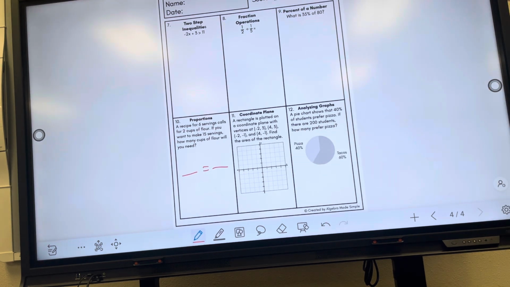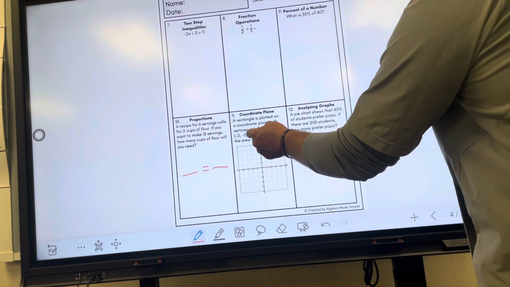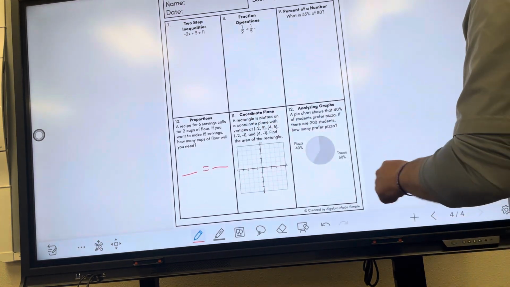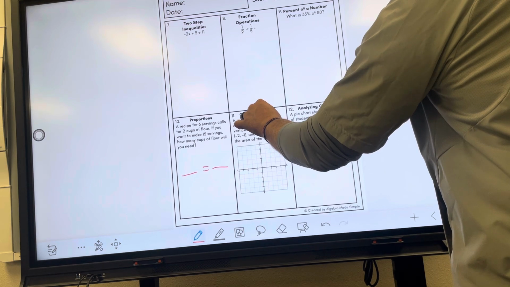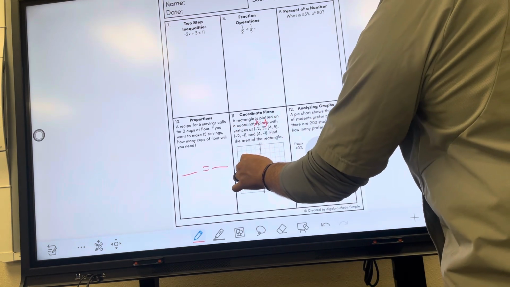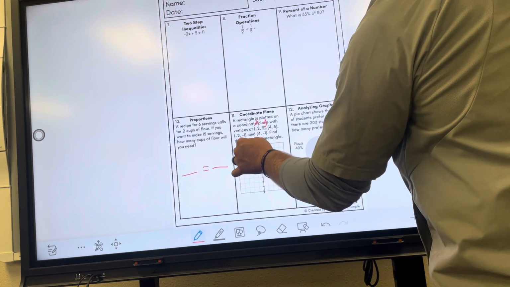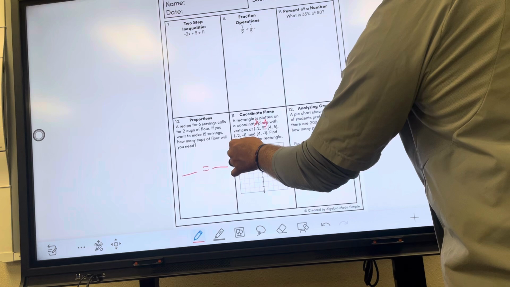Number 11, coordinate plane. It says a rectangle is plotted on a coordinate plane with vertices at (-2, 3), (4, 3), (-2, 1), and (4, -1). It says find the area of the rectangle. Remember, it's labeled for us, but this is our y-axis, this is our x-axis. When you're looking at a point, remember it's x first, then y. So I'm going to look left, right first. I'm going to go over -2, and then go up to 3. That makes my point.